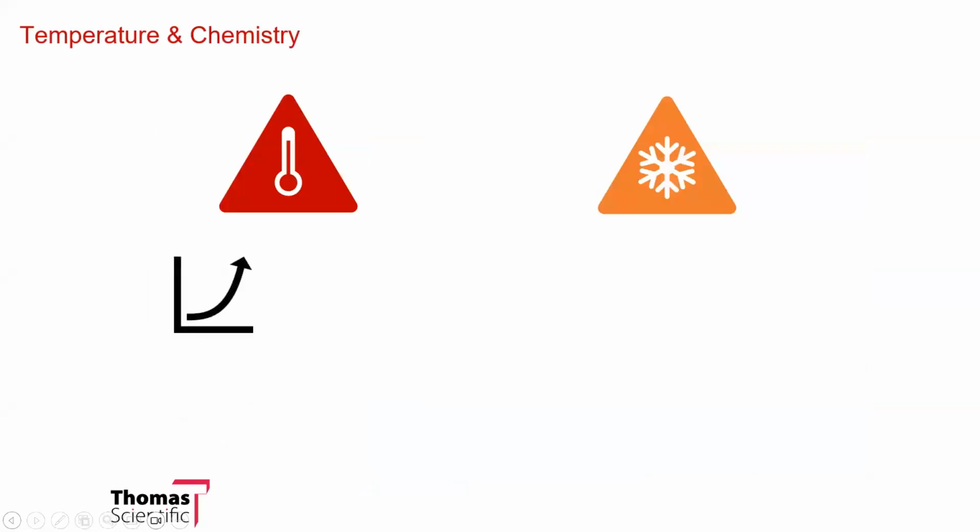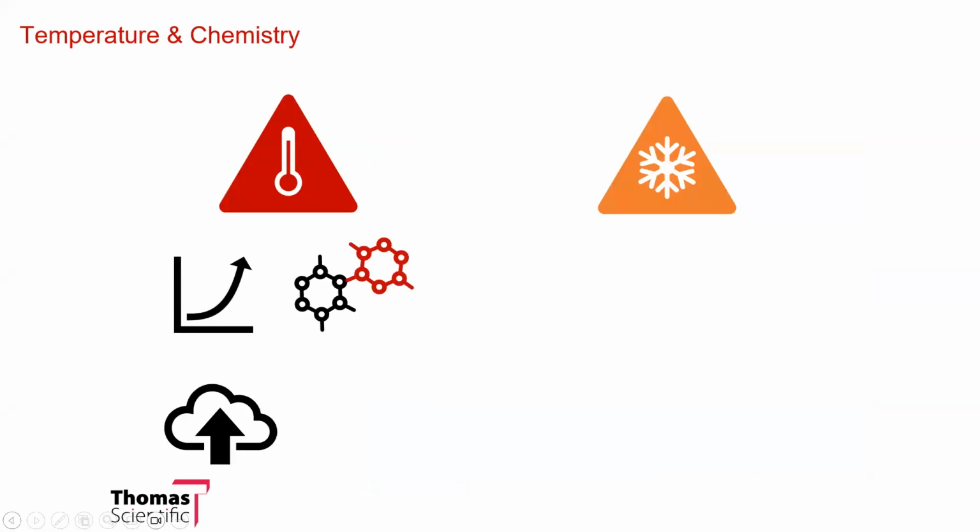So when we look at temperature and chemistry, increases in temperature increase reactions. It increases dimers. You can make different structures. You can get different interactions. You can volatilize your chemicals, and you can cause chemical reactions. And if you take chemistry too cold, you can get ice crystals. You can get the accumulation of water.